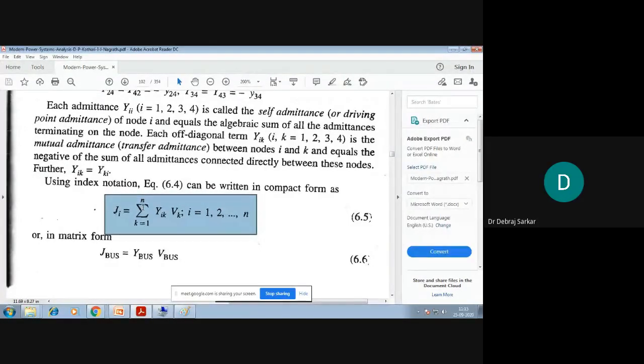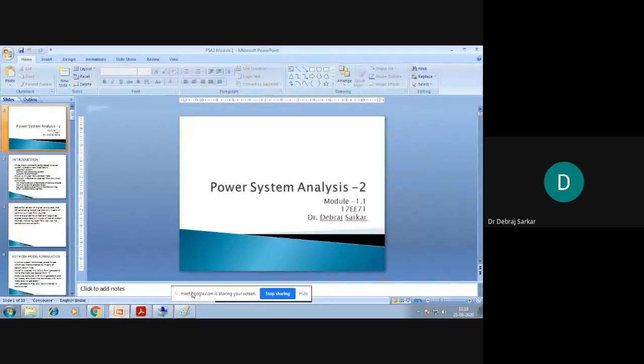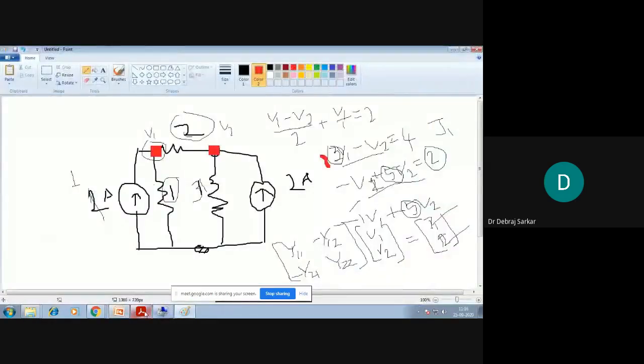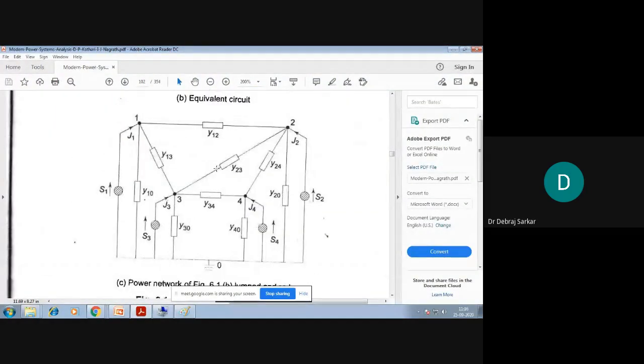So you can see this equation is nothing but the series of equations that you are getting. For this, there are only two equations you got, because it is a two node system, right? So what happens if I give you, wait, how many equations will you get here?